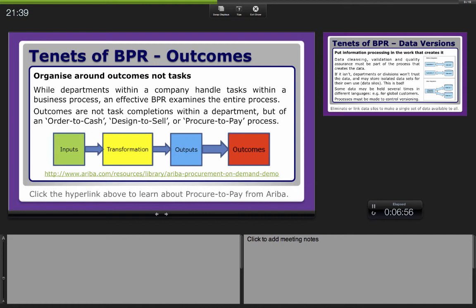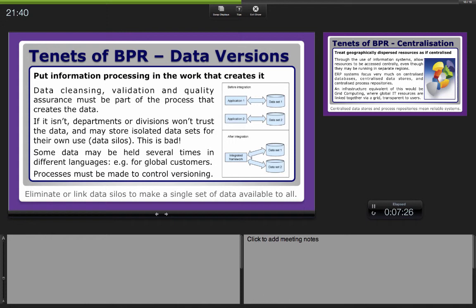So from the entire process, for example, order to cash, design to sell, or procure to pay processes, we're looking for the outputs and an improvement in efficiency in those. There's a link there to procure to pay from Ariba. Ariba is a large trading platform which was procured by SAP a few years ago, and it's become one of the largest trading platforms serving large companies.